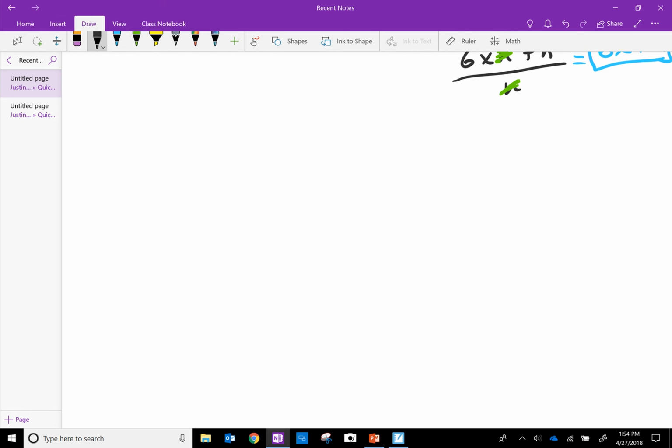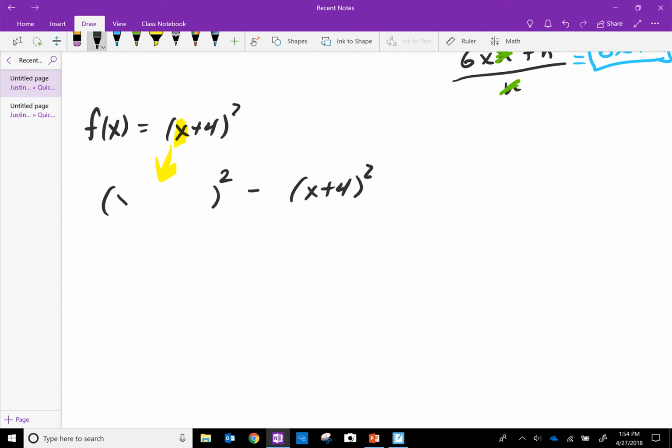Okay, moving on, number 2. Number 2 is f of x equals (x plus 4) squared. So the difference quotient, inside the difference quotient, this is going to be replaced with x plus h plus 4. So that first part of the difference quotient is always replacing x with x plus h. So this is all over h.